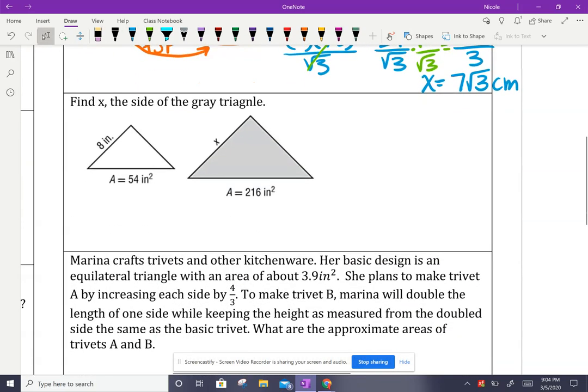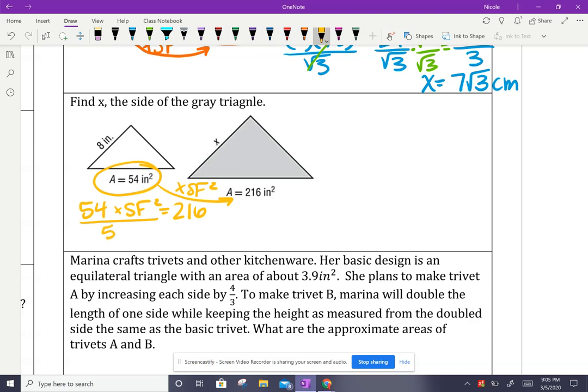All right, let's look at another one. We're comparing areas again. So I'm going to look at the area of 54 and what I need to multiply that by to get 216. So I'm multiplying by scale factor squared. So 54 times scale factor squared equals 216. I'm going to divide both sides by 54.